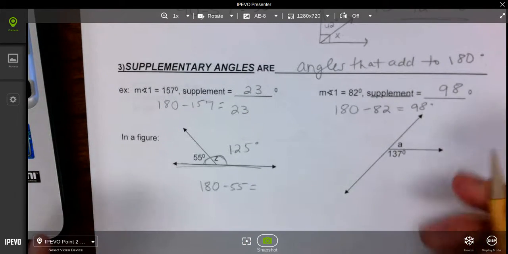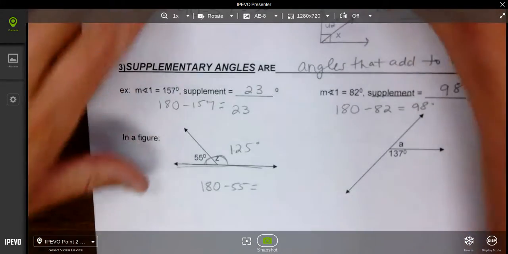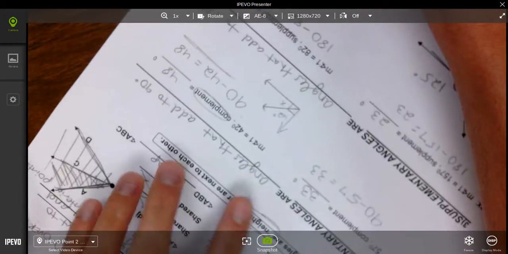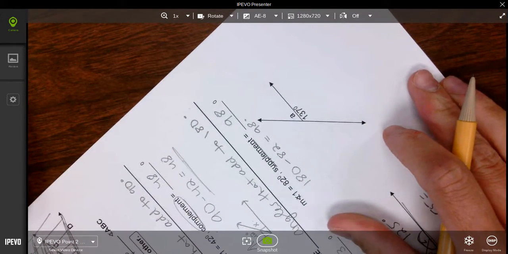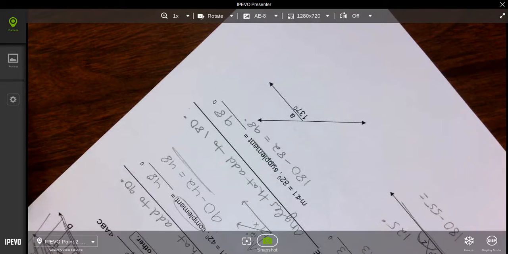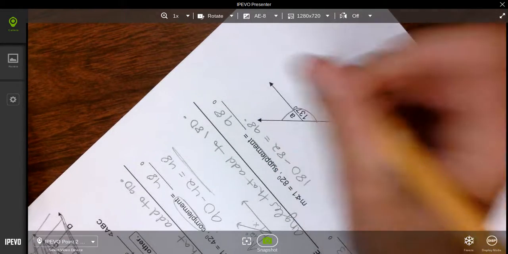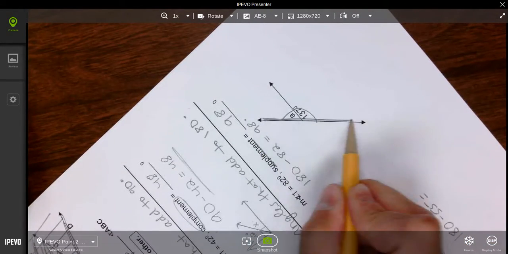Same logic here. If it helps you to turn your paper, that's always an option. So sometimes I actually will on my desk turn my paper, so I'm kind of looking at this straight on. If that helps you, great. If it doesn't, then don't change it. But again, you have a straight line.